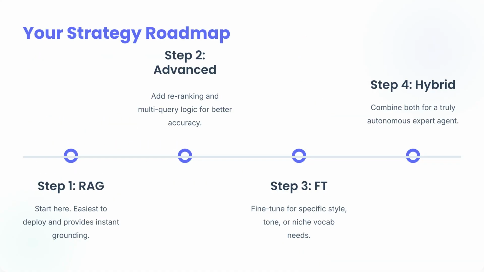Your strategy roadmap starts with RAG for instant grounding. Step 2 is advanced RAG, adding re-ranking for better accuracy. Step 3 is fine-tuning for style or niche vocab. And Step 4 is the hybrid approach for a truly autonomous expert agent.